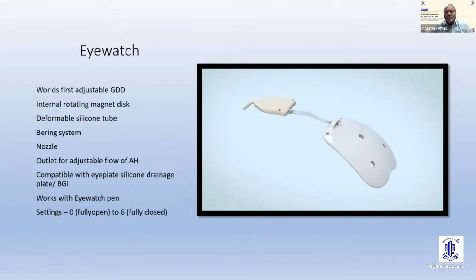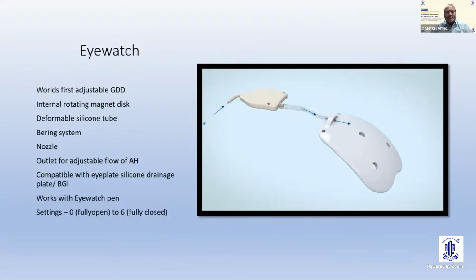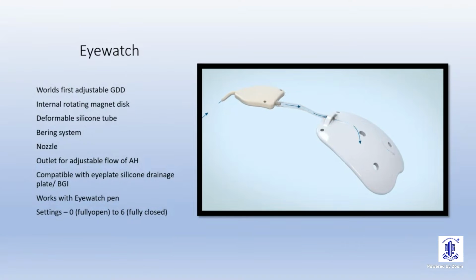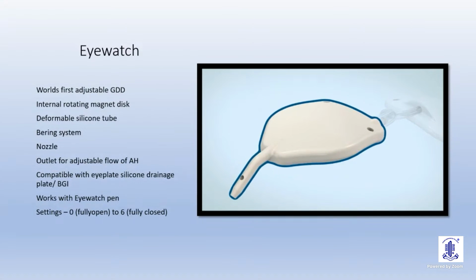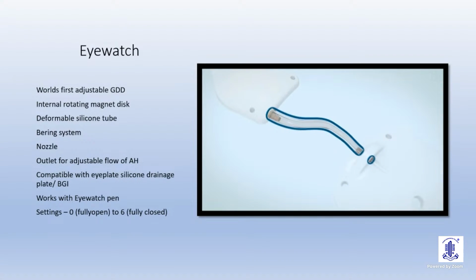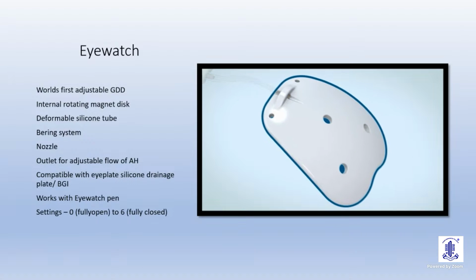The iWatch system is the world's first adjustable glaucoma drainage shunt. It is designed to drain aqueous humor efficiently, while allowing for an atraumatic adjustment of intraocular pressure according to each patient's needs. The system consists of the iWatch Flow Adjustment device, connected in series to the iPlate.